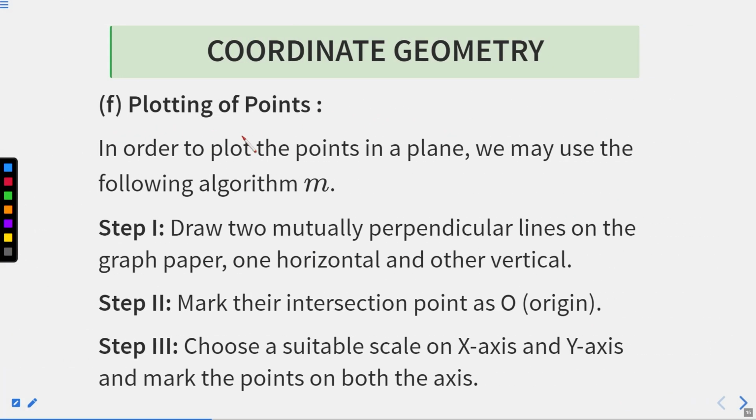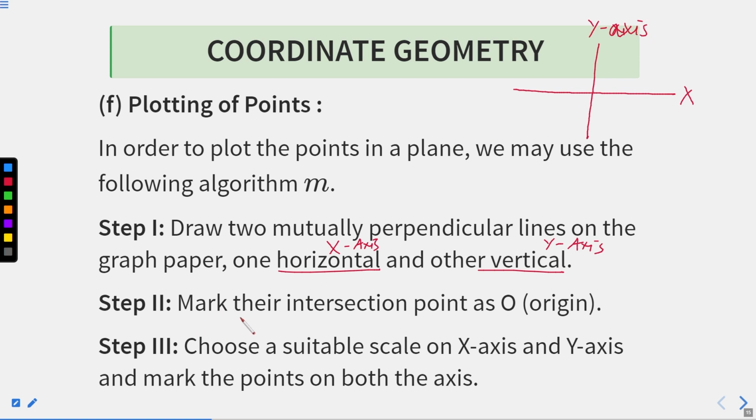Plotting of points. We already discussed plotting, but let's discuss once more. Step 1: draw two mutually perpendicular lines on the graph, one horizontal and the other vertical. So performing the first step is this. The horizontal line, this one, is the x-axis. The vertical line is the y-axis. Clear?